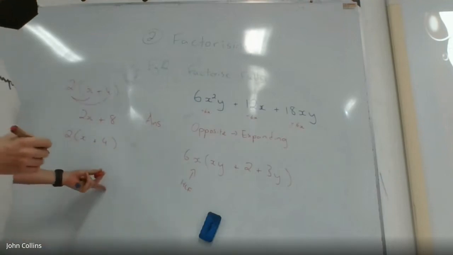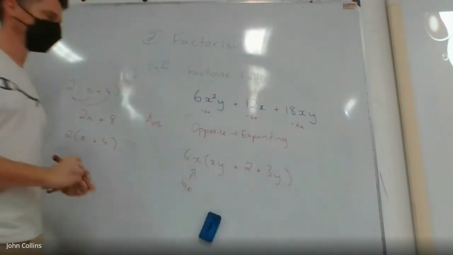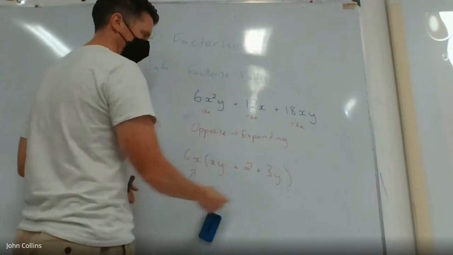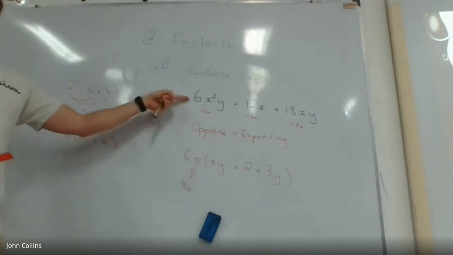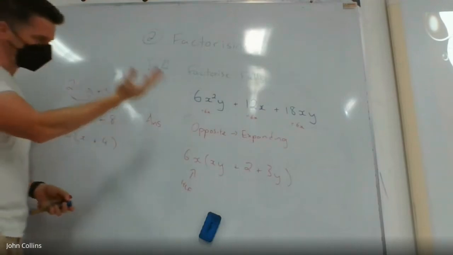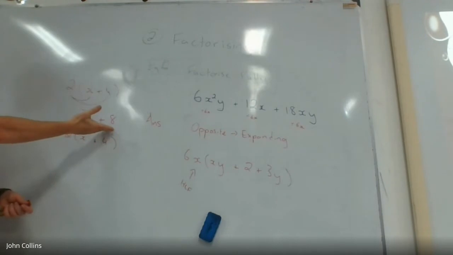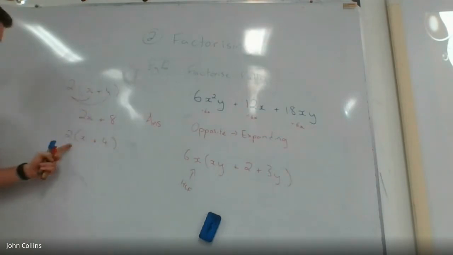Get the highest common factor outside the bracket, and then what is left behind inside the bracket. Remember, you can always test by multiplying back out, and you should get this again. That's factorizing. Now that'll be a relatively difficult example. You could be given one as simple as this one, 2x plus 8, factorize, and then it'd be x plus 4 in the bracket and 2 outside. That is a simpler example.